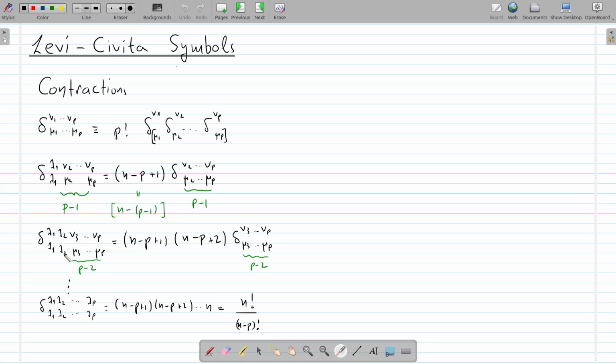And we can do that for any number of indices, but at some point there are no more indices left, and if we contract all indices, then in the end the last factor that we obtain by increasing this by 1 at each step is n. So you see that this is nothing but n factorial divided by n minus p factorial.